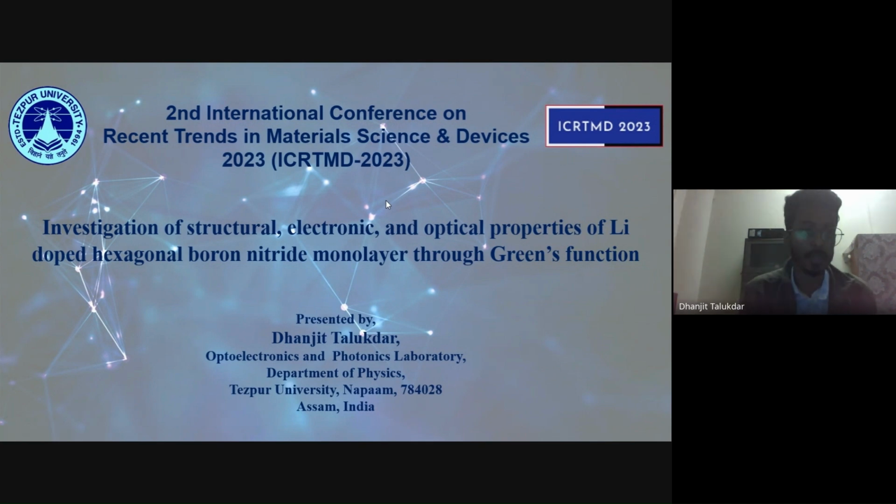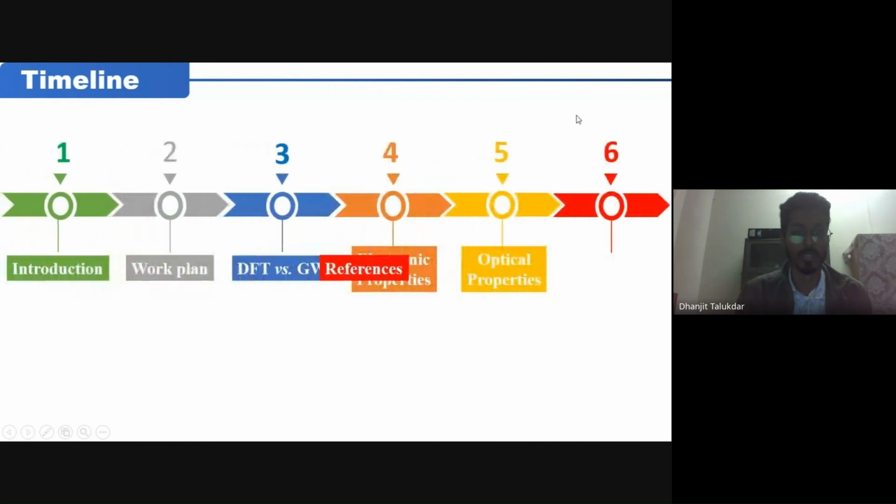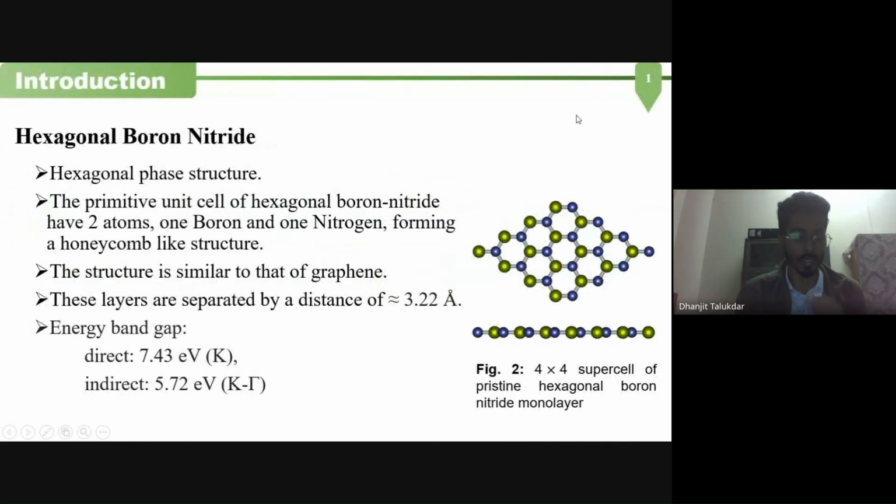Good afternoon. I'm Dhanjit Talukdar from the Department of Physics, Textile University, and my topic of presentation is investigation of structural, electronic, and optical properties of lithium doped hexagonal boron nitride through Green's function. Well, these are the timeline, and so without further ado, let me introduce the material first.